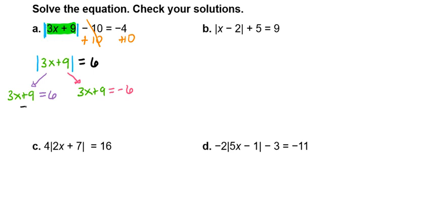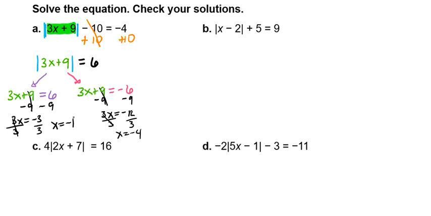We're going to subtract 9 from both sides. So we get 3x equals -3. Divide by 3. So here we're getting x equals -1. And then we're going to do the same steps over here, and we're going to get a -4. So here we have two answers: x equals -1 and x equals -4. And we just need to check those to make sure that we're going to get the correct answer.